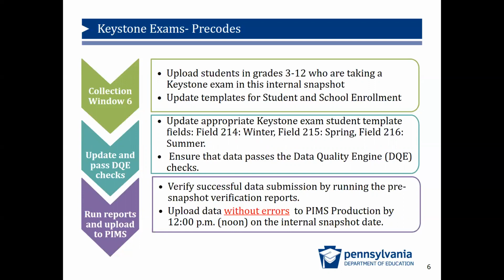These fields are used to send data to the testing vendor so that LEAs can set up test sessions and receive precode labels. It is important that PIMS administrators verify the data has been successfully uploaded by running the pre-snapshot verification reports. Final data must be uploaded by noon on the deadline on the elementary and secondary data collection calendar listed on the PIMS website. Please note that data cannot be corrected after the internal snapshot deadline.